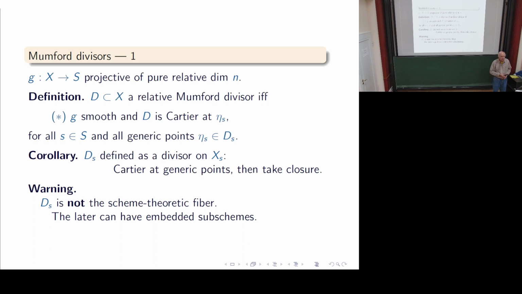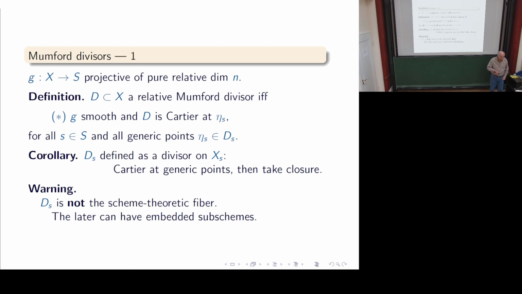Okay. Now, if you have a relative Mumford divisor, then you can define the fibers of it as divisors. I want to point out that the scheme-theoretic fiber might pick up some embedded points where the divisor intersects the singular locus, because it's not Cartier there. But at the generic point it is Cartier, and I know how to restrict the divisor when it's Cartier, and then I just take the scheme-theoretic closure. That means the right notion of the fiber is essentially the scheme-theoretic fiber with embedded points removed.